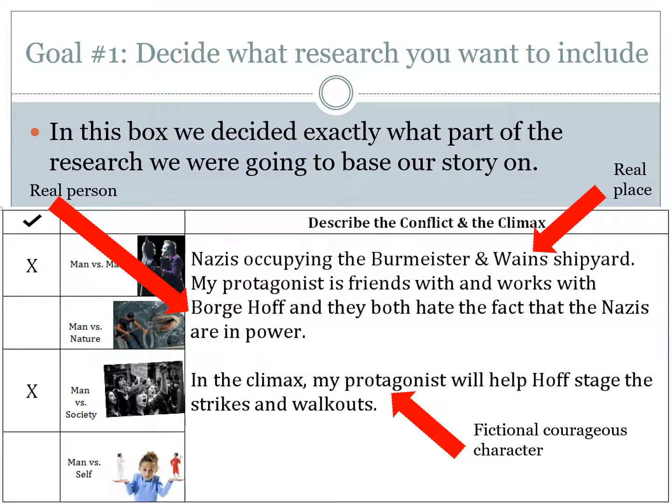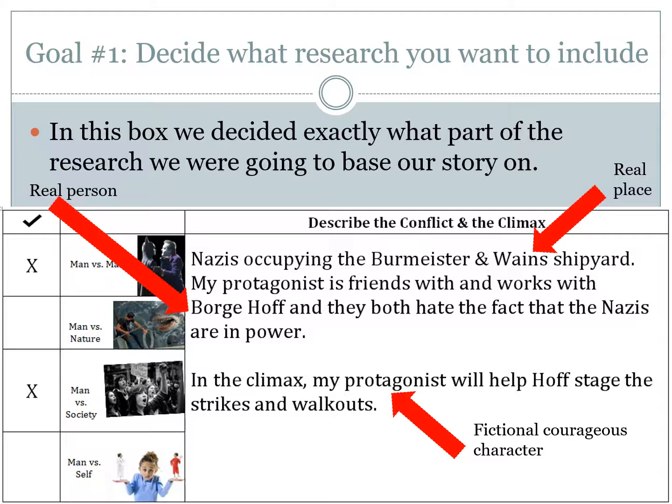Your next job was to create a fictional conflict as well as fictional courageous characters based on the history you had just learned about. In this example, we decided our setting was going to be the Burmeister and Wain's shipyard in Denmark, which was a real shipyard. We then made up our protagonist, who was going to be a fictional worker who worked at this shipyard. Borg Hoff was a real person from history who did work at this shipyard, so we are going to make him a minor character. He is going to be friends with our protagonist.